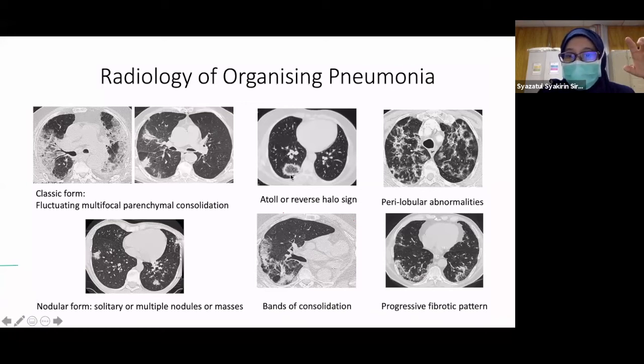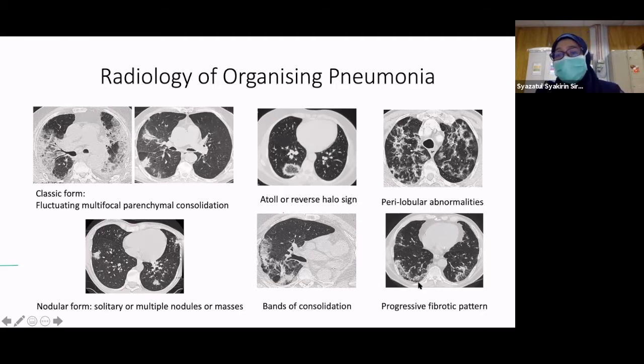Reverse halo sign or atoll sign, and there's also band of consolidation. Perilobular abnormality. If you read the CT report given by the radiologist, you would appreciate the report saying perilobular density, and this is what they meant by the perilobular density. This is the secondary lobules of the lung, so it is actually lining up the perilobules.